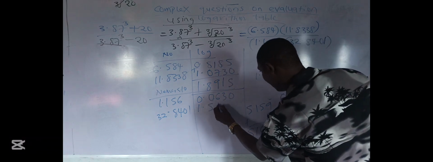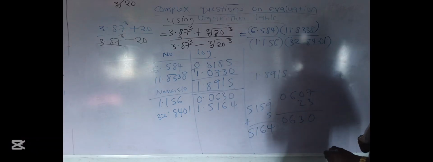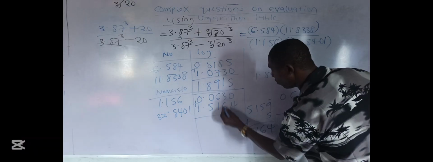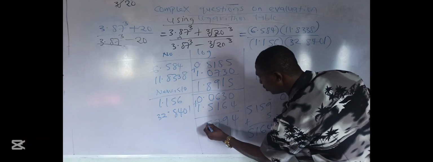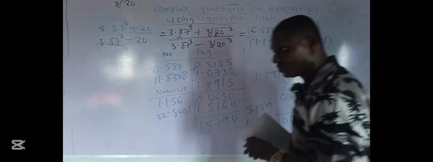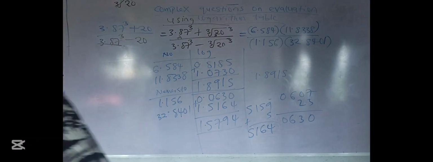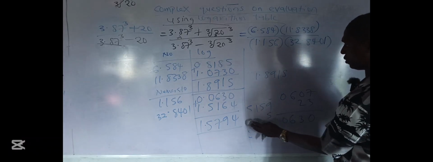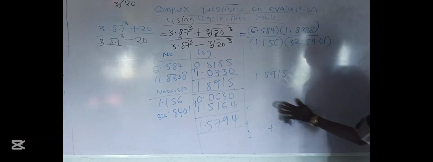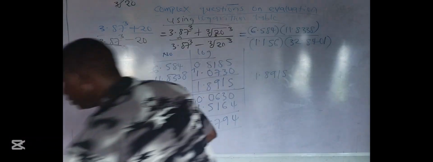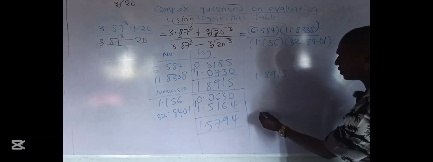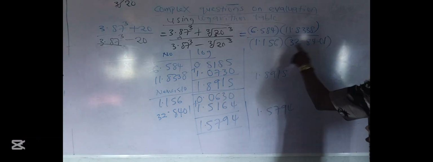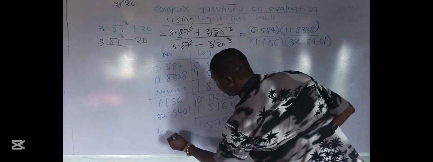So I have 5, 1, 6, what? 4. Now, it's product again, so I want to add the denominator. This will give me 4, this will give me 9, this will give me 7, this will give me 5, this will give me what? 1. So I can clean those stuffs. So I bring this to the other side. I have 1.5794. Now, because of the division sign, this finally becomes my denominator, remember.